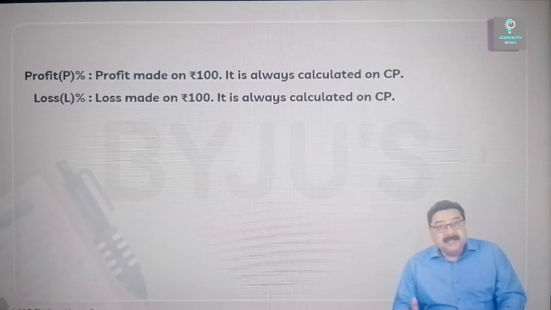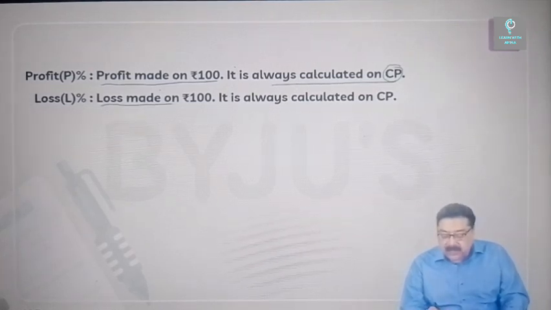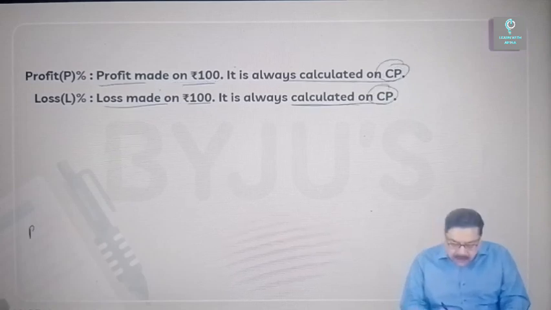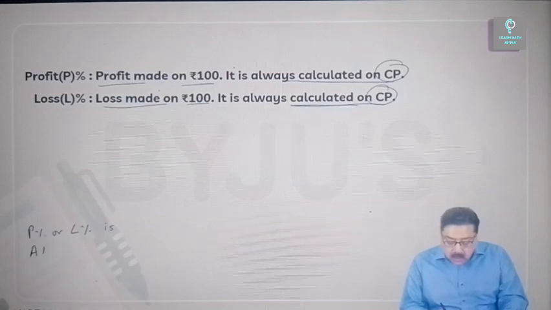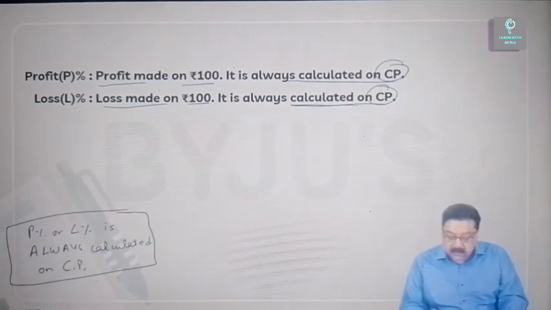Now profit percent. Profit made on rupees 100, it is always calculated on cost price. Now then loss percent is again loss made on rupees 100, it is always calculated on cost price. So profit percent or loss percent is always calculated on cost price, not on selling price.